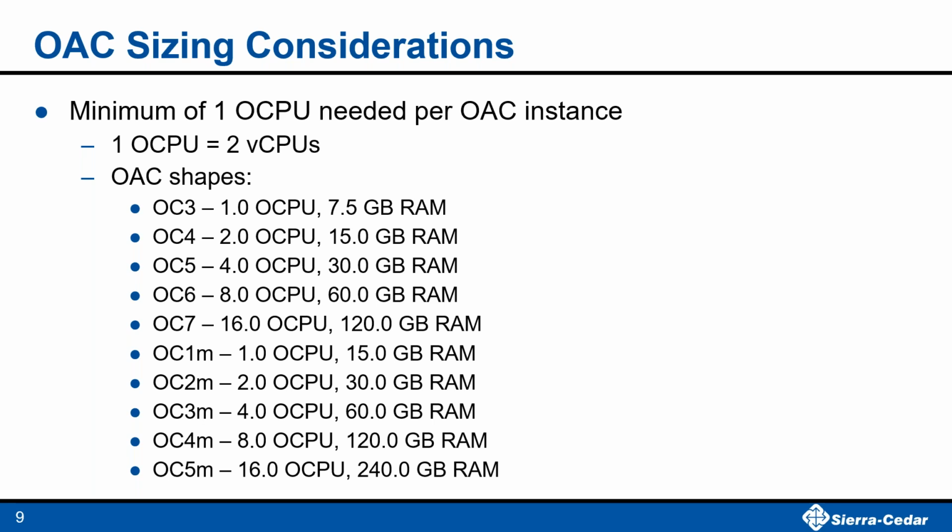At the bottom of that list are what they call the high memory shapes. So if you have a high memory need for your specific application, you'll see that's basically double the amount of RAM. And these can be split up too. For example, if you purchase 4 OCPUs, you could create 4 instances of 1 OCPU each, or 2 instances of 2 each, and so forth.